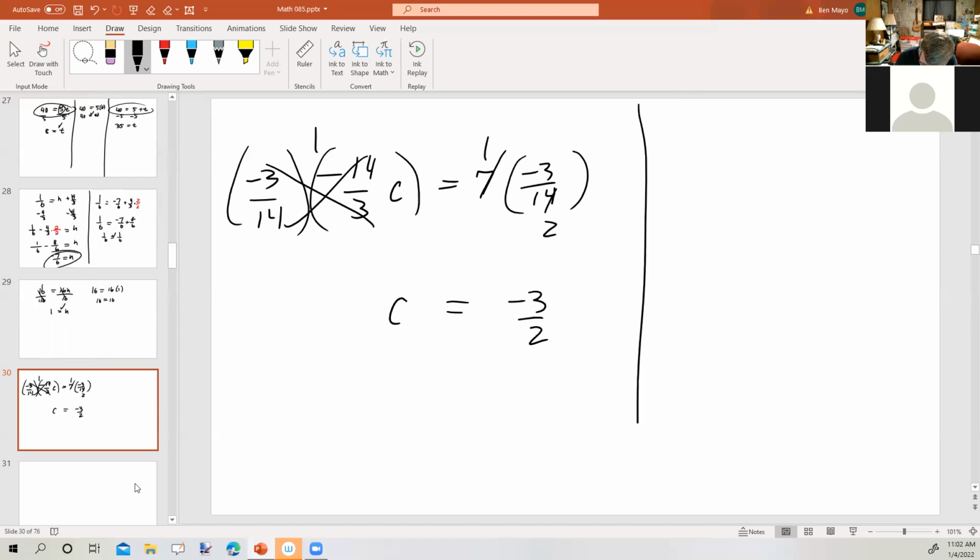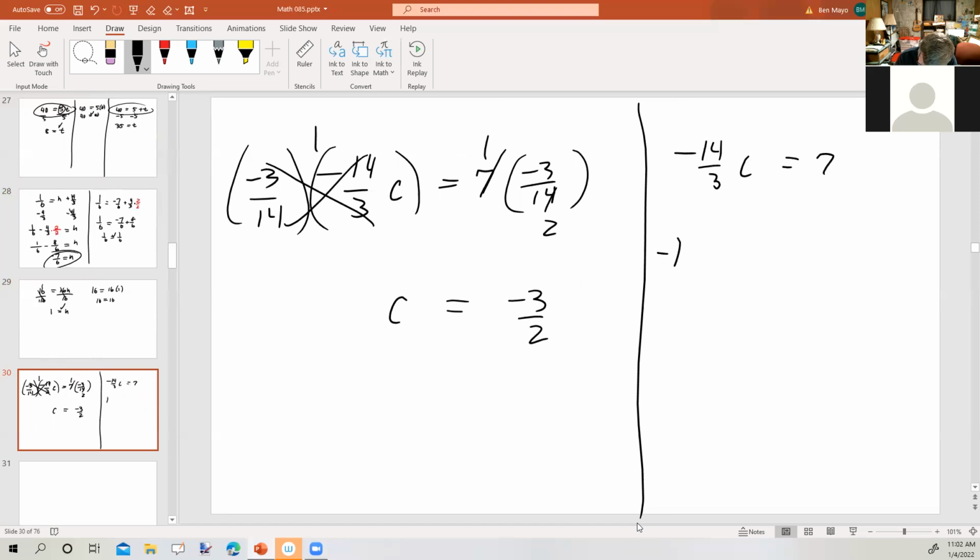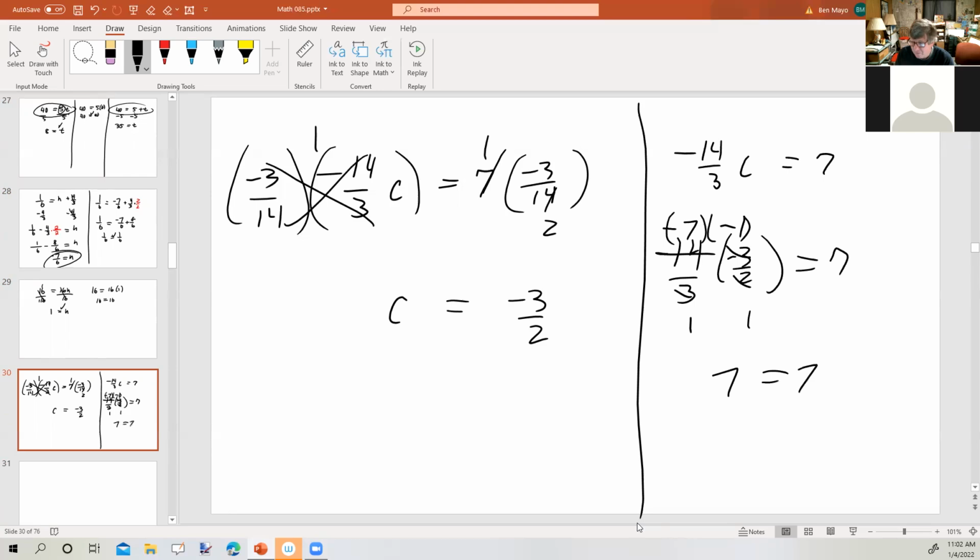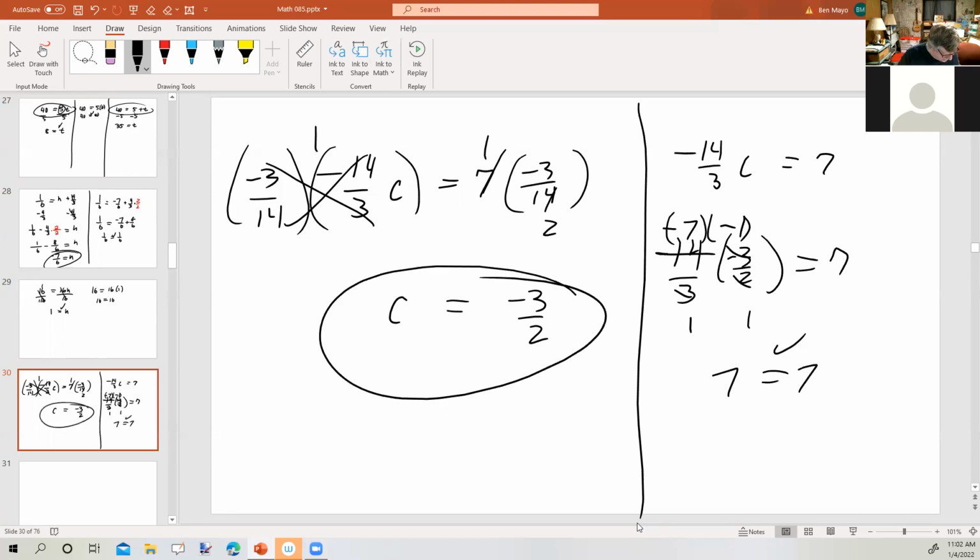Let's check our work on that one. -14/3 c equals 7. -14/3 times -3/2 equals 7. -3/3 is -1/1. -14/2 is -7/1. -7 times -1 is +7. 7 equals 7. It checks. The solution is correct.